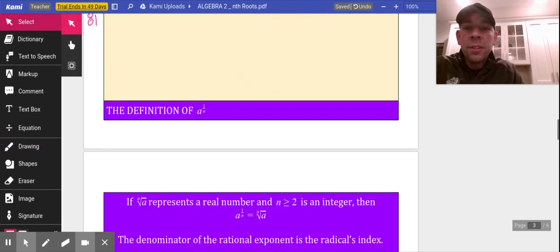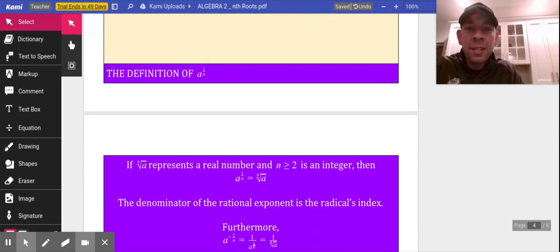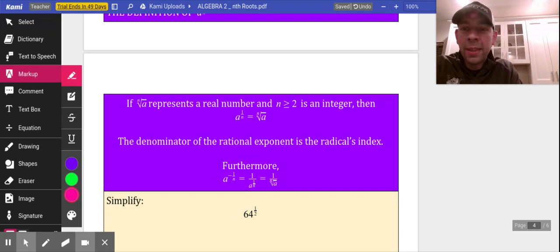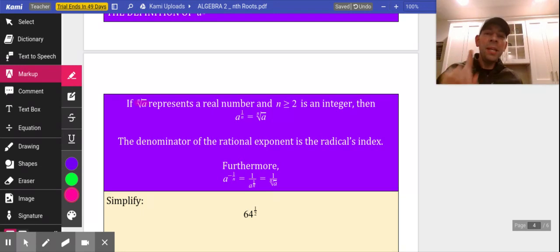All right. So the definition of a raised to a fraction, like 1 over n. This is a lot of mumbo jumbo, but it all makes sense when it's said and done. You've got the nth root of a, and that represents a real number where n is greater than or equal to 2. So your index always has to be at least 2, and it has to be an integer. So n could be 3, 4, 5, 6, 7, but it can't be 2.5, 3.1, or 4.75. It's got to be an integer.